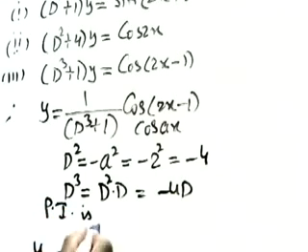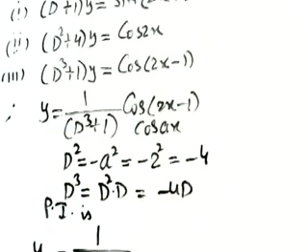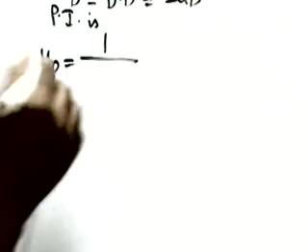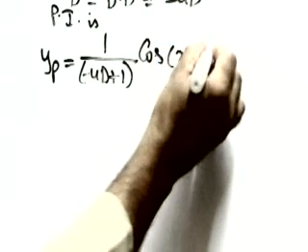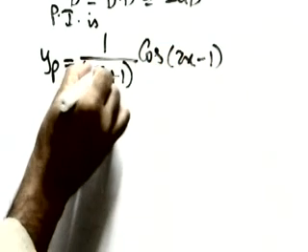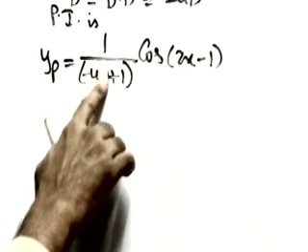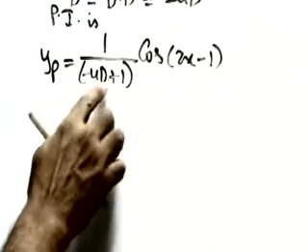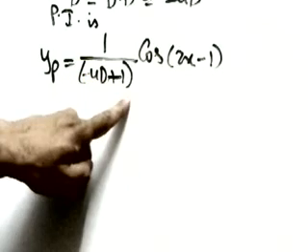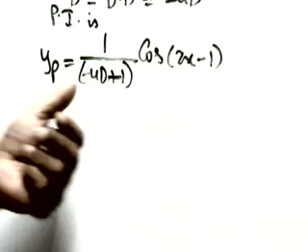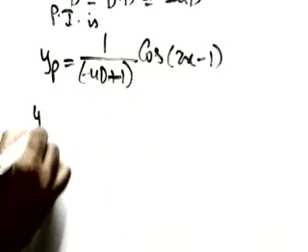Therefore, the particular integral is yp equals 1 divided by D cubed plus 1, which can be written as 1 divided by minus 4D plus 1, into cos of 2x minus 1. Now, in the denominator we are getting D, but we cannot substitute D. We have the formula for D square, not for D. So to make this D into D square, we must do a method like rationalization. You are having a minus b, you multiply with a plus b, which gives a square minus b square. Then we will get D square, and then we can substitute.